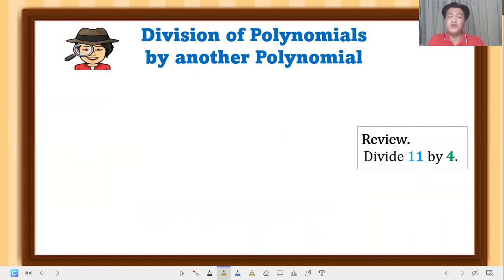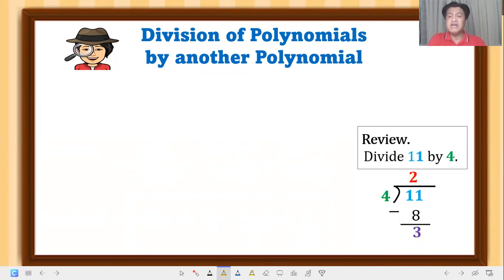Di ba sa elementary, tinuruan kayo paano mag-divide. 11 divided by 4. Okay, paano ba tayo gumawa ng division, di ba? Set up natin yung division symbol, yung divisor nasa labas, yung dividend sa loob. Okay, yung 2, di ba? 11 hatiin mo sa 4, kaya 2 yon. Then multiply mo 2 times 4, that is equal to 8. And you have to subtract, di ba? 11 minus 8, that is equal to 3.